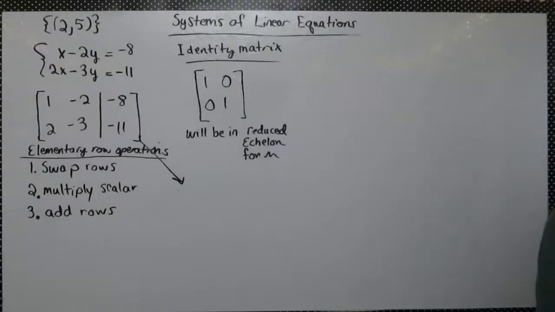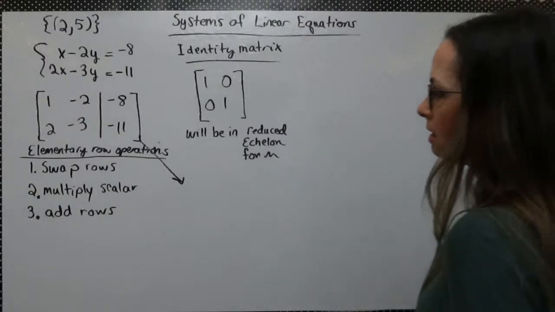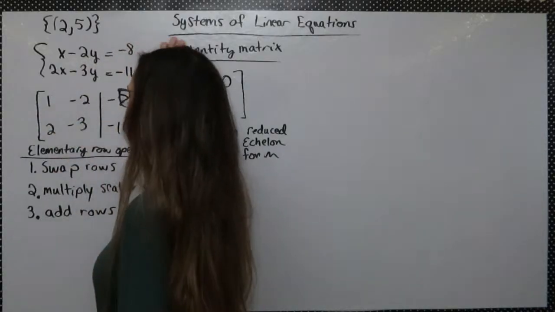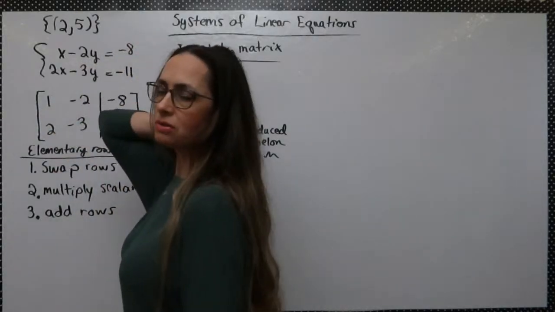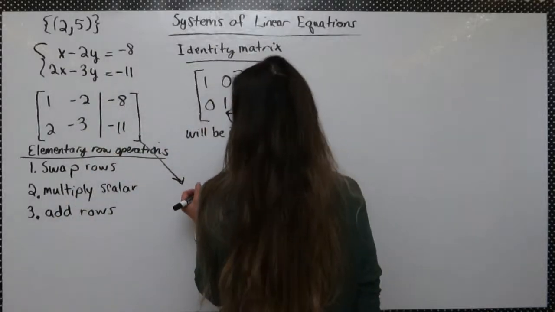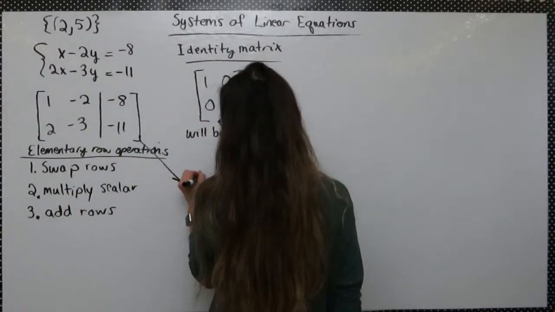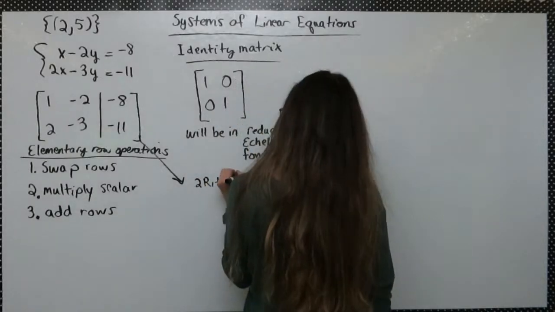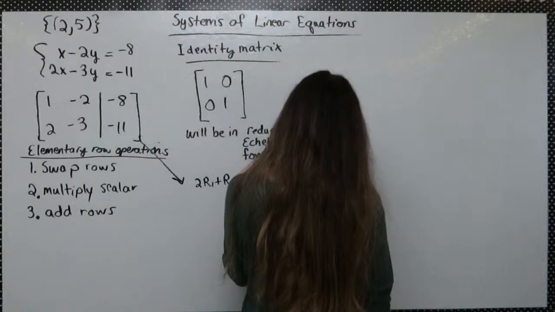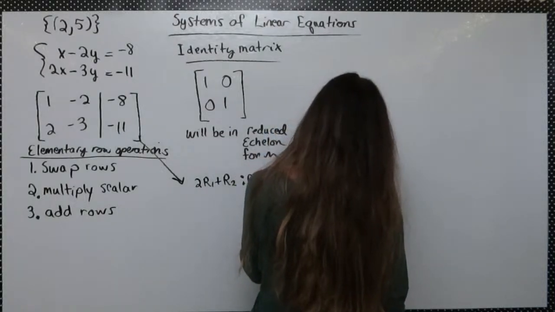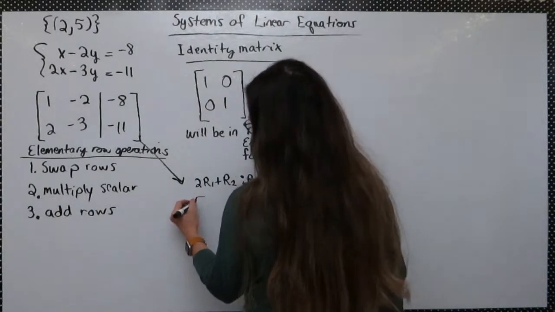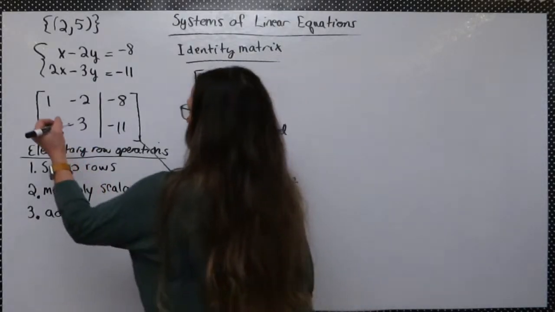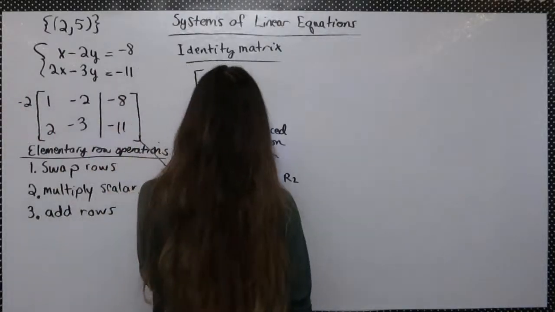So we could just go ahead and handle that first column. I would have to multiply row 1 by a -2 and then add to row 2. So that's what we'll do. So we'll say -2 row 1 plus row 2, and then we're going to replace row 2. And we'll rewrite the matrices.